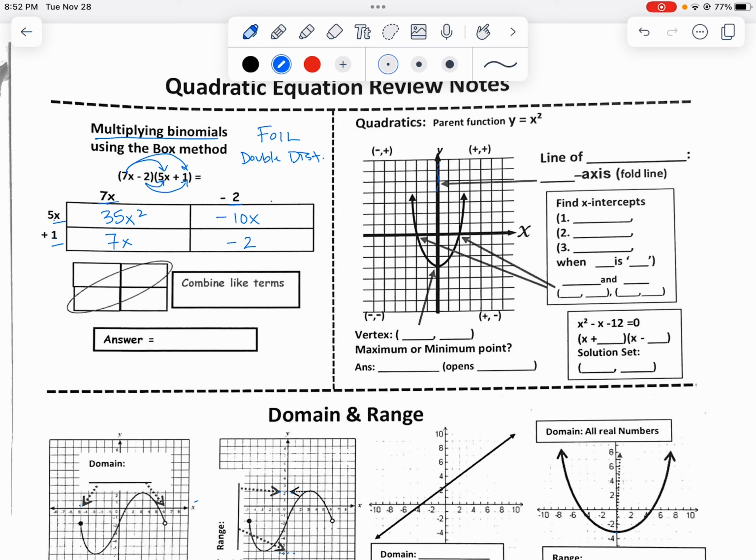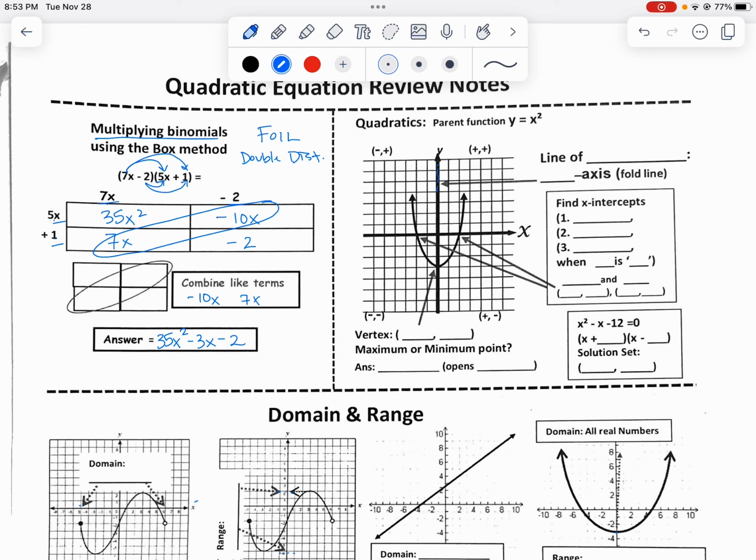The nice thing here, and what this chart is showing, is that I can take those two like terms, which are negative 10x and 7x. The other two terms just come down: 35x squared minus 3x minus 2. This is a nice visual way to make sure that I don't forget to do all of the distribution that I need to do.